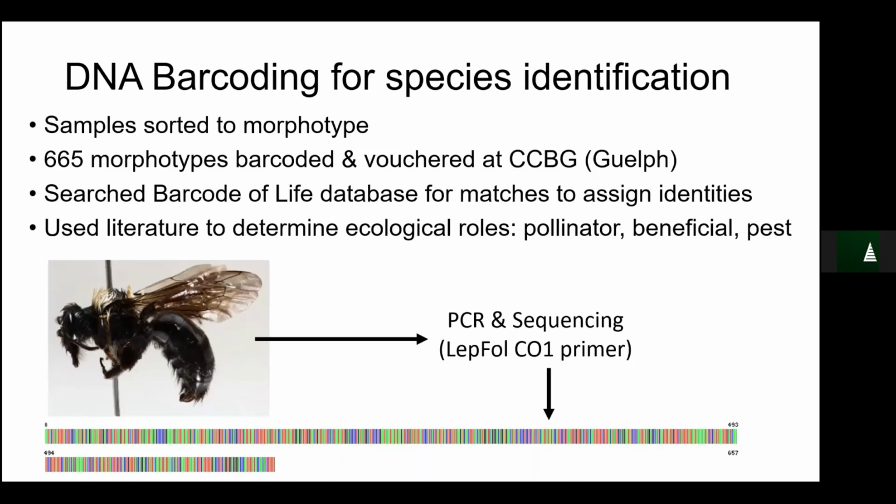We took out 665 items that I thought might be pollinators. We sent them off to Guelph and had them DNA barcoded, which Dezene briefly explained. Once we had species identities for these, I went into the literature and looked at whether this species that we have a DNA signature for is a pollinator. Is it beneficial for other reasons? Or is it a pest? Or maybe some combination of those.